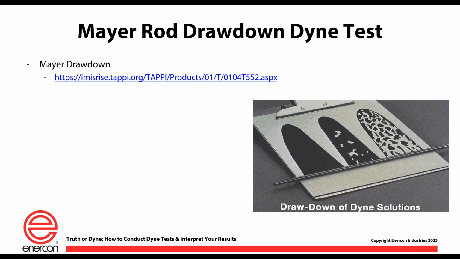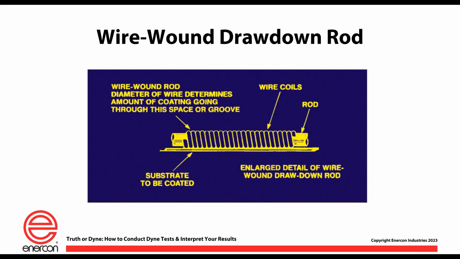Let's pick a number here. So our initial drop might be a 38 Dyne solution, and then let's say the middle drop is a 42 Dyne solution, and let's say the last drop is going to be a 44 Dyne solution. And we're going to take this drawdown rod and draw them all down at the same time, kind of like you see in this picture. And then we're going to have a comparison of each one right away, right in front of us. And now let's do a little deeper dive into this test method and then see the video for this.